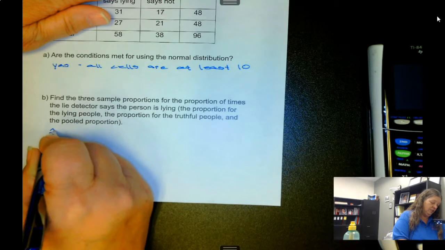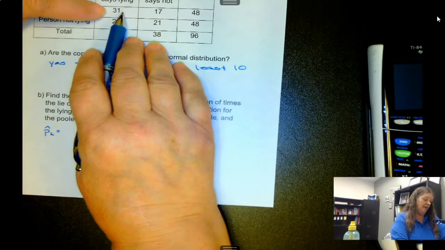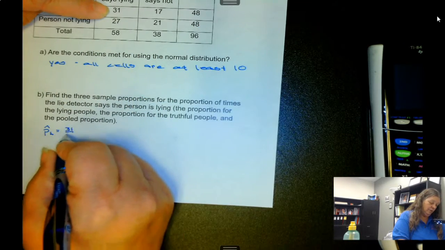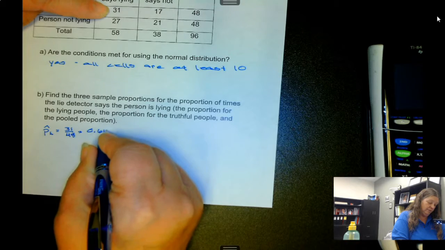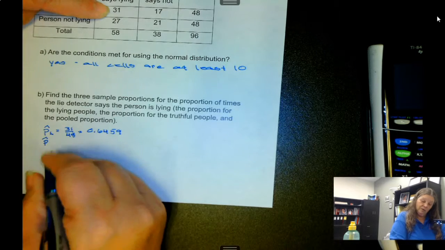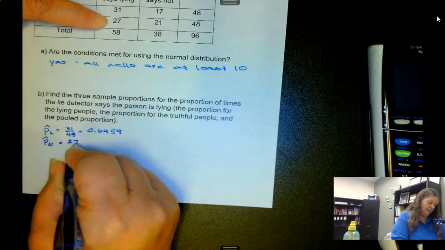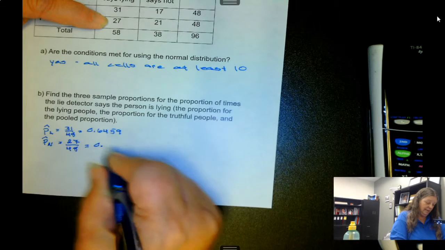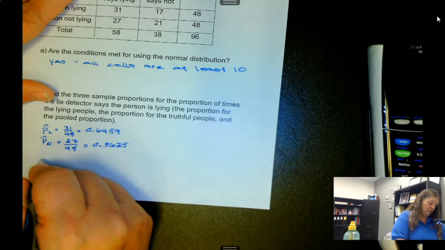So the proportion for the lying people, so detector says they're lying, so that's 31 out of the total of 48 people who lied, which is 0.6459. So the proportion of those not lying, so 27 out of the 48 who were not lying were told they were lying. So that's 0.5625.